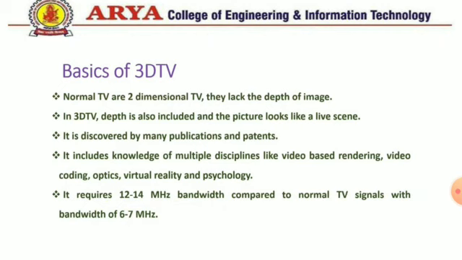Now see what is 3D TV. As the name indicates, it is a three-dimensional television system. A normal TV is a two-dimensional television system, which has no information regarding depth of the images, but in 3D television there will be information based on depth of the images. Based on the depth, the picture looks like a live scene in 3D television, while in the case of 2D television it does not appear live, but in 3D TV it appears live.